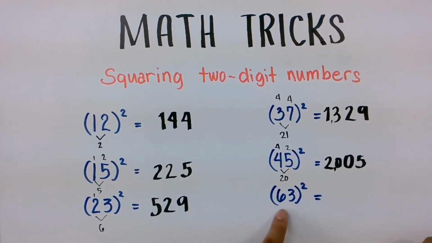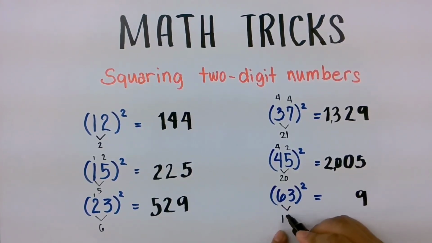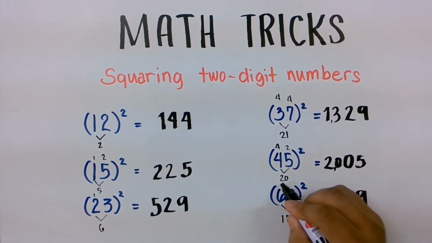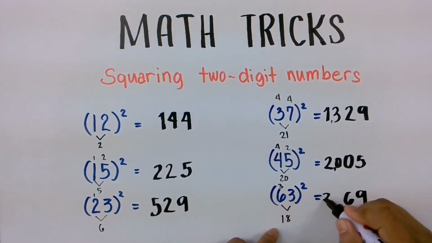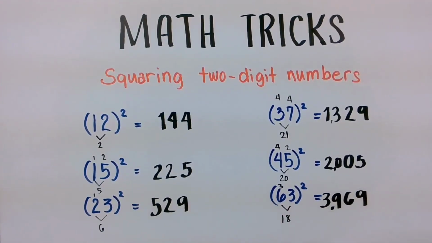Okay? So, let's try the last example. We have 63 squared. So, square natin yung 3. That's 9. And then, multiply natin. 6 times 3 is 18. Then, 18 times 2 is 36. So, lagyan natin dito yung 6. Carry 3. And then, square natin yung 6. 6 squared is 36. Plus 3 is 39. Okay. So, the square of 63 is 3,969. Okay. So, I hope you got it, and thank you for watching.